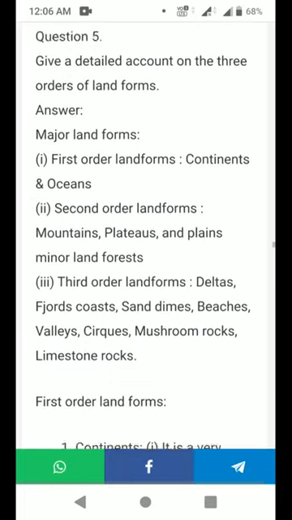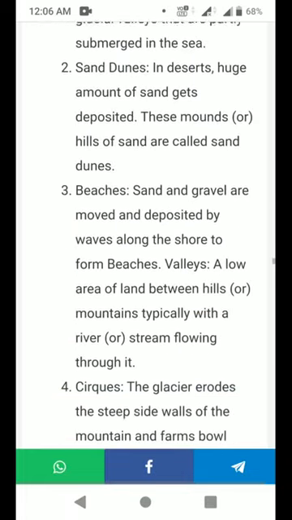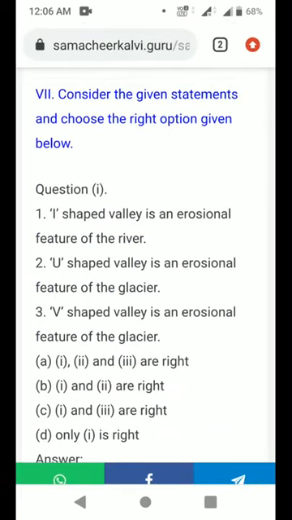Fifth question no need. Okay, next one, map skill. Roman number 7, consider the given statement and choose the right option given below. It was in your book, it has been given as Roman number 3. So please listen. Question number 1.